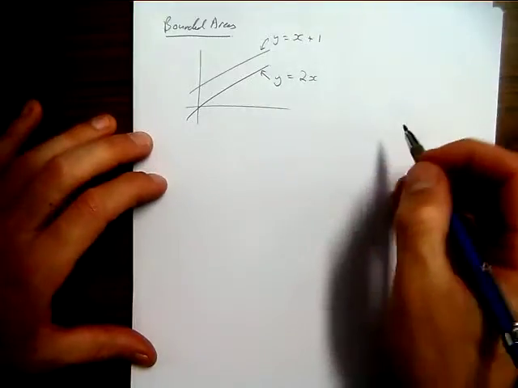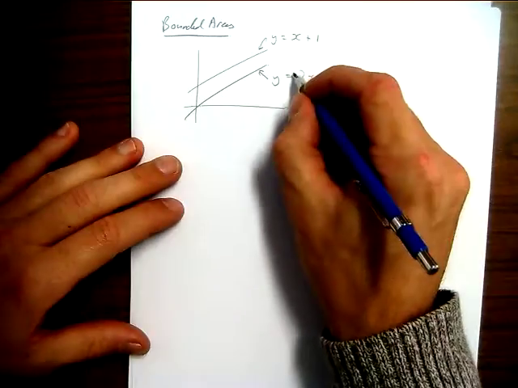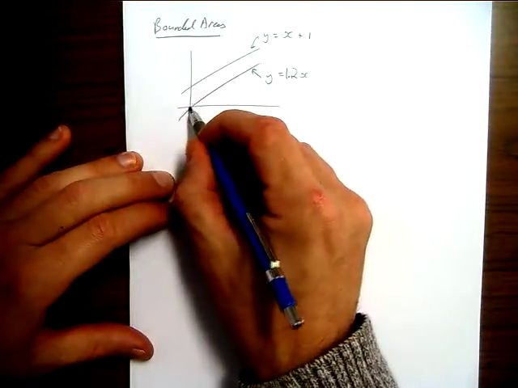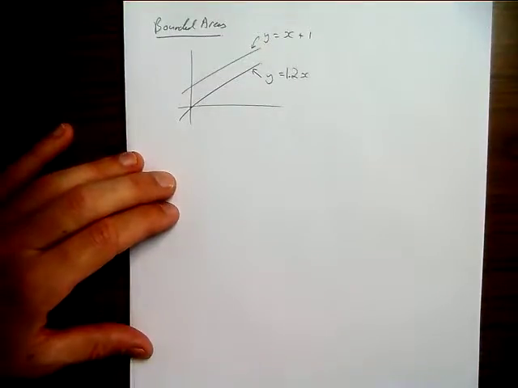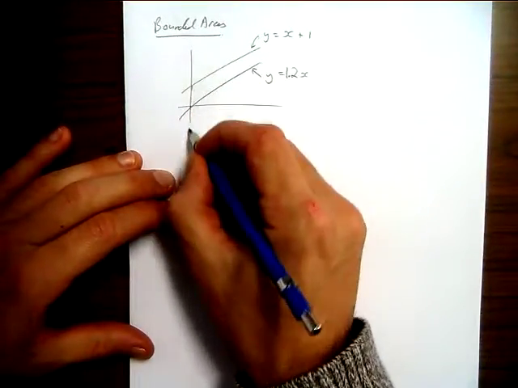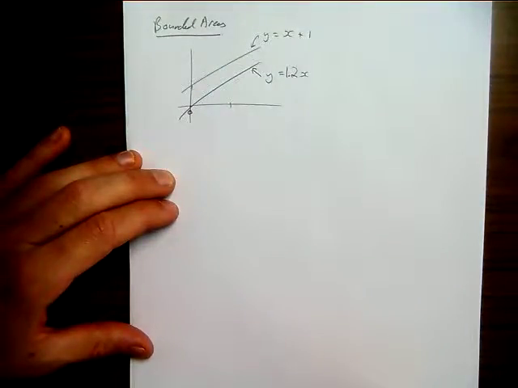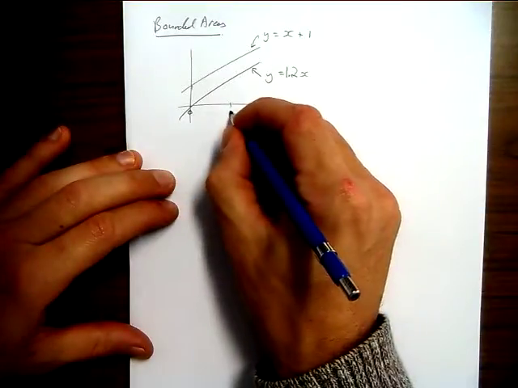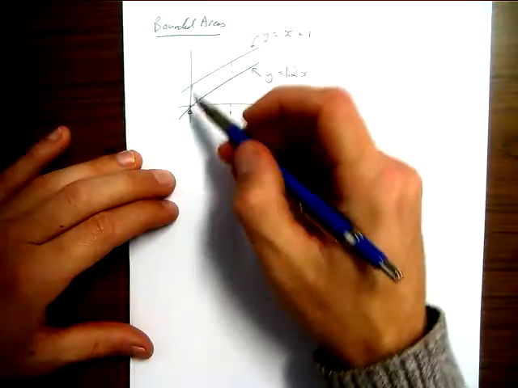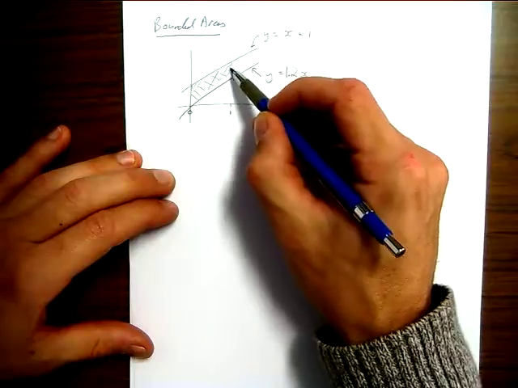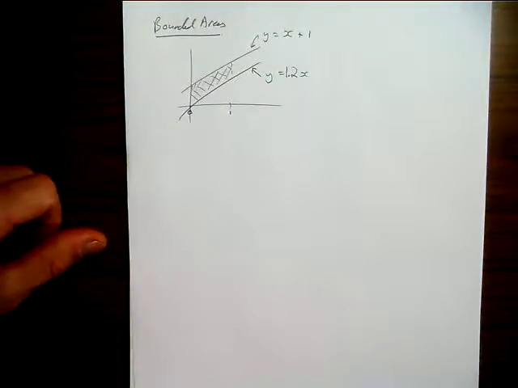Now I want to know the area. I'm going to make this 1.2x because otherwise it might not work very well. So I want to know the area between these two curves from 0 to, let's say, 1. Okay, so these are not parallel. I've sort of drawn it a little bit so that it looks that way, but it's not actually parallel. And I want to know what area is between those two lines. So how can I do that?